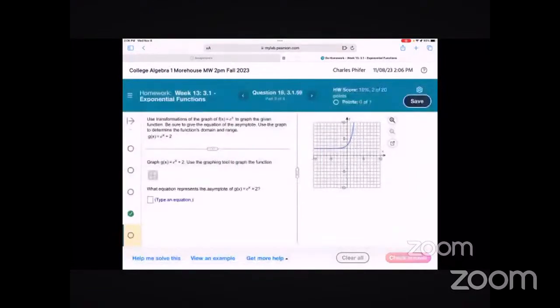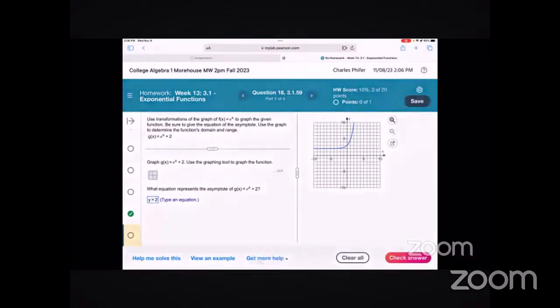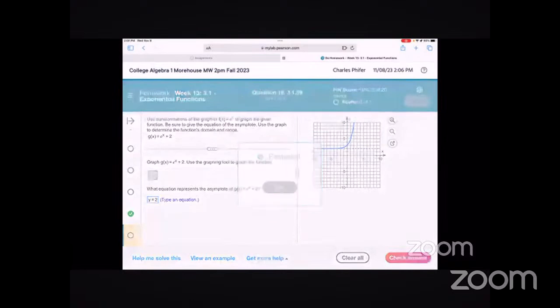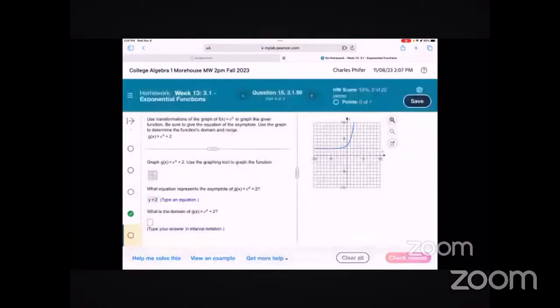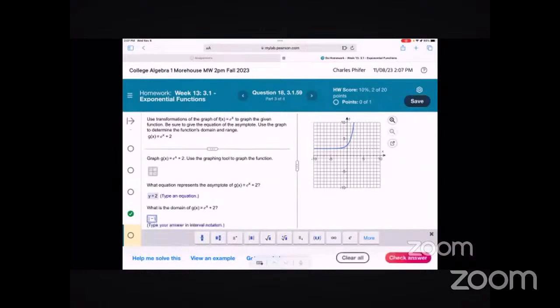The asymptote, normally the x-axis, which is y equals 0, serves as the horizontal asymptote. Since we moved it up by 2, now the horizontal asymptote is going to be y equals 2. The domain in general of an exponential is all reals, so I think that holds here: negative infinity to positive infinity.